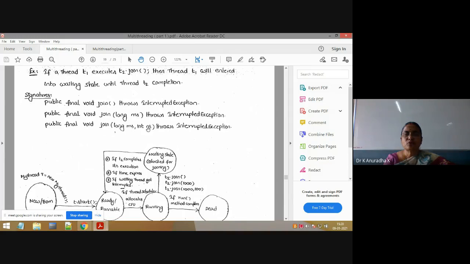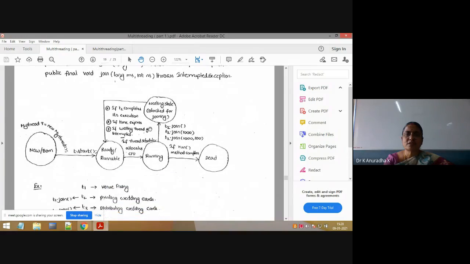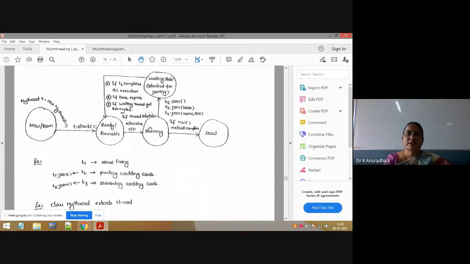Next, join with two parameters. First is milliseconds, second is nanoseconds. Now with respect to two threads, we will see the join method. When you see the life cycle diagram, here this part is the extra part which is added for the join method.